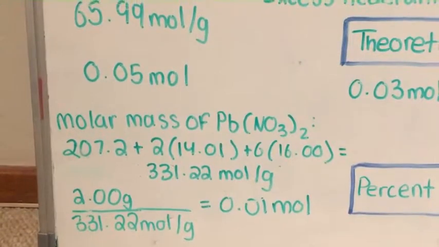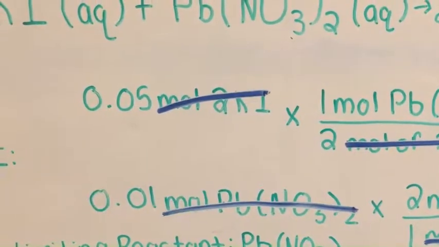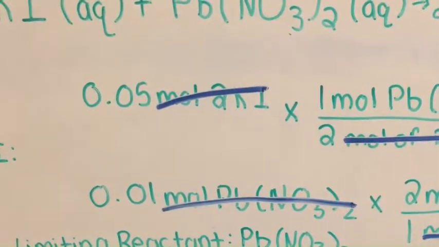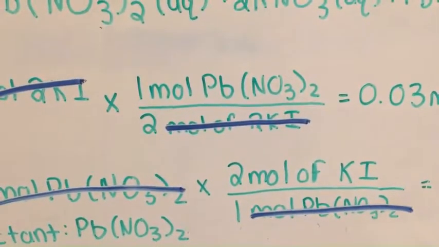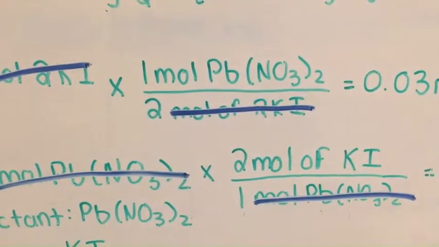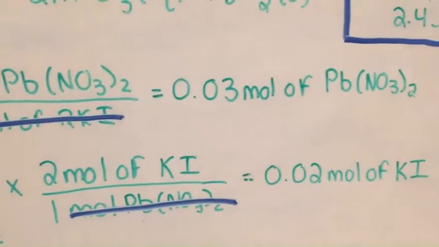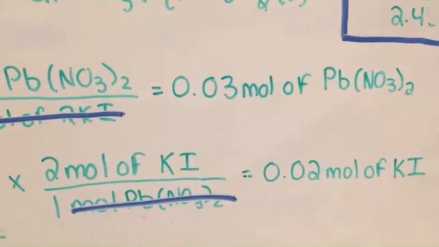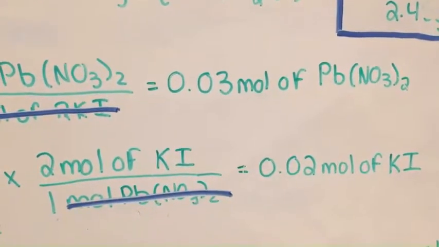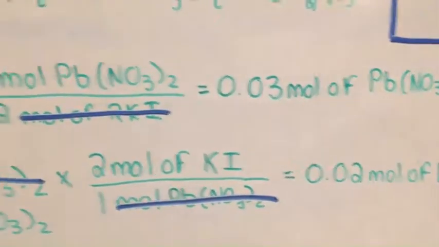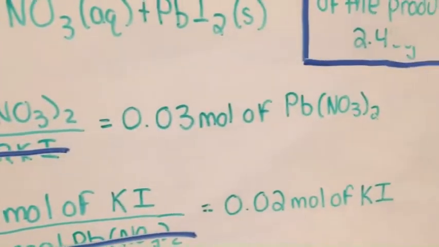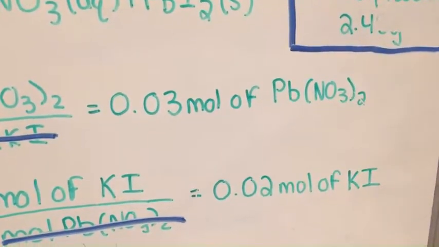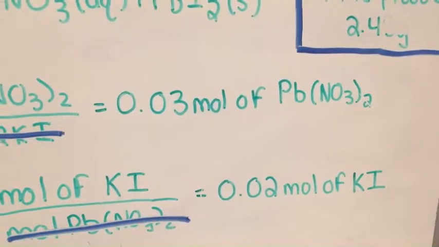theoretical and percent yield. So we multiply 0.05 moles of potassium iodide by 1 mole of lead-2 nitrate divided by 2 moles of potassium iodide, which gives us 3 moles of lead-2 nitrate, which is not possible because we only have 3 grams of lead-2 nitrate, or 0.01 moles, which means that lead-2 nitrate is the limiting reactant.